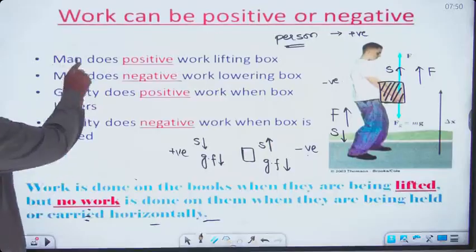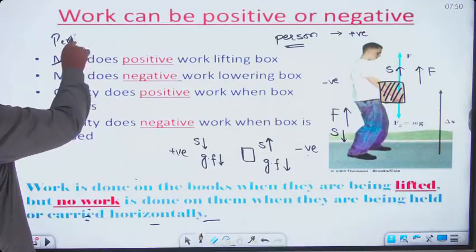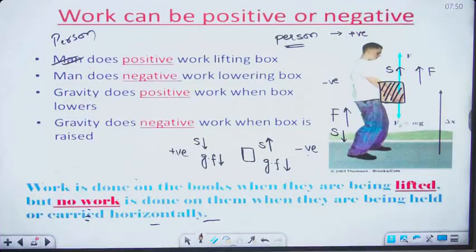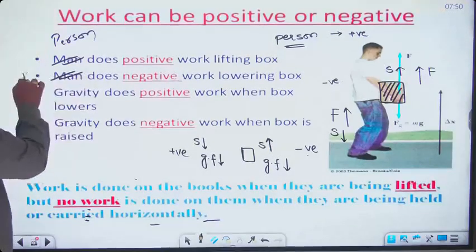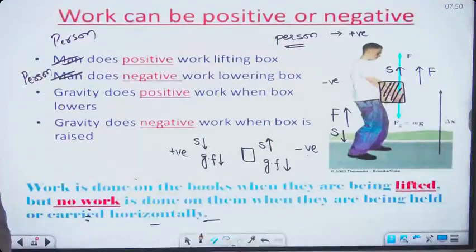A person does positive work while lifting a box. A person does negative work while lowering the box.